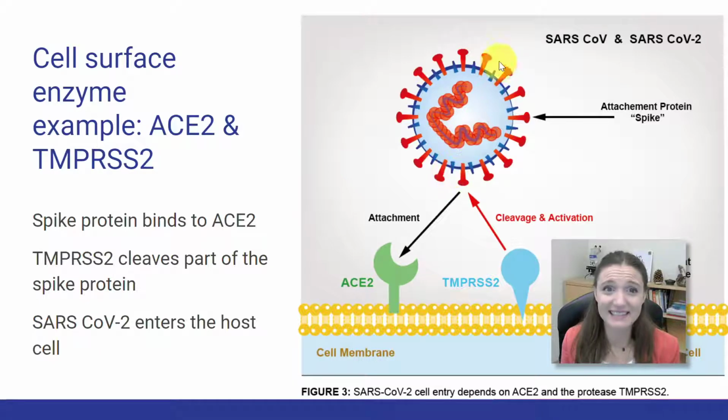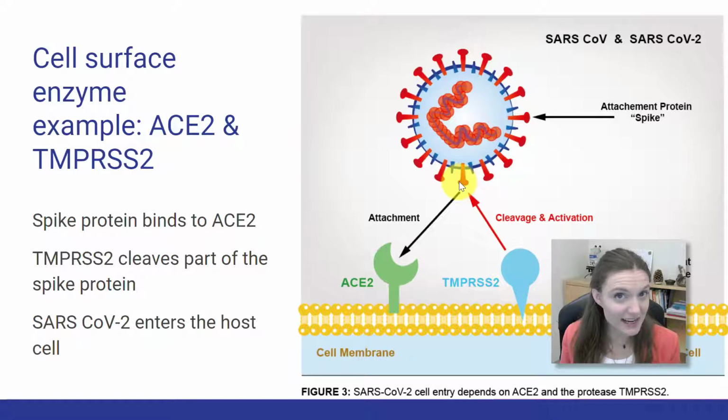But how SARS-CoV-2 has evolved is that it will bond to the ACE2 protein. And when it does that, this TMPRSS2 enzyme is also right next door. Transmembrane protease serine 2 is what that stands for. A protease is something that cleaves proteins. It breaks apart proteins. So basically this spike protein will bond to the ACE2, and that activates transmembrane protease serine 2 to cleave off part of that spike protein.